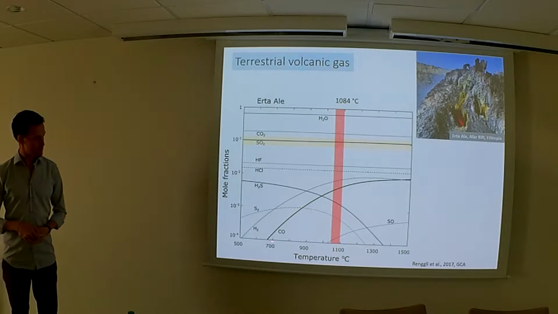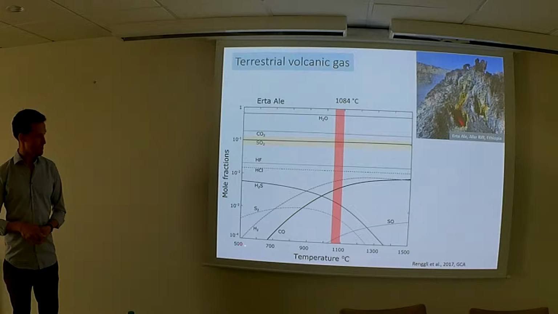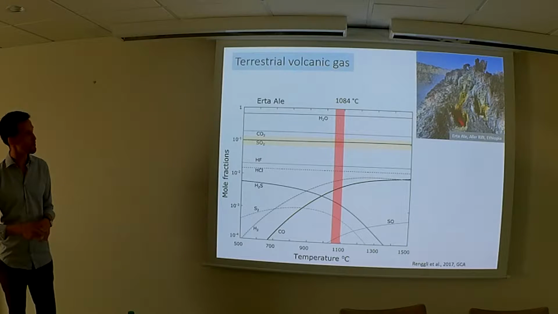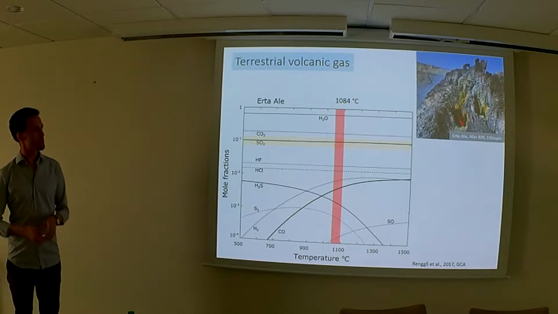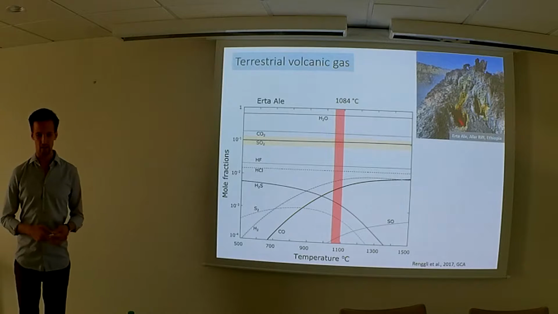On the x-axis on this plot you see the temperature from 500 to 1500 degrees Celsius, and on the y-axis you can see the mole fractions of the different gas species. This is just to give you an example. It's more or less the same for all terrestrial volcanic gases, where we have first H2O, followed by carbon dioxide, and then sulfur dioxide. The second most abundant volcanic gas species with sulfur in it is usually hydrogen sulfide.